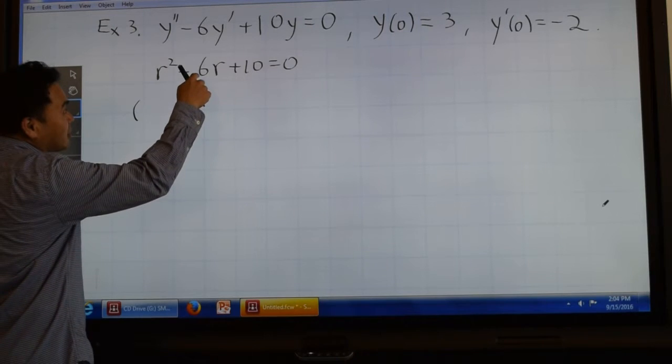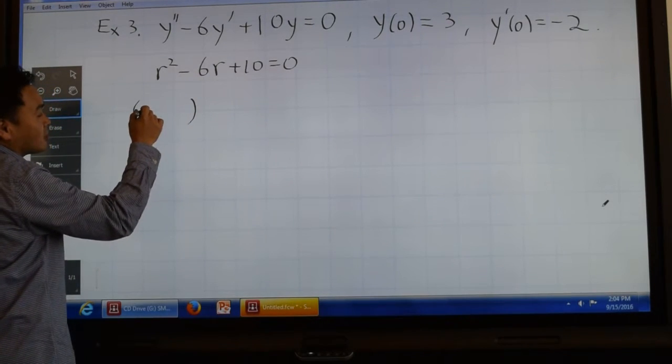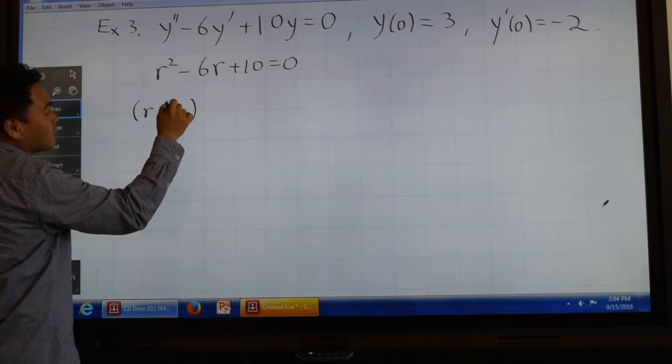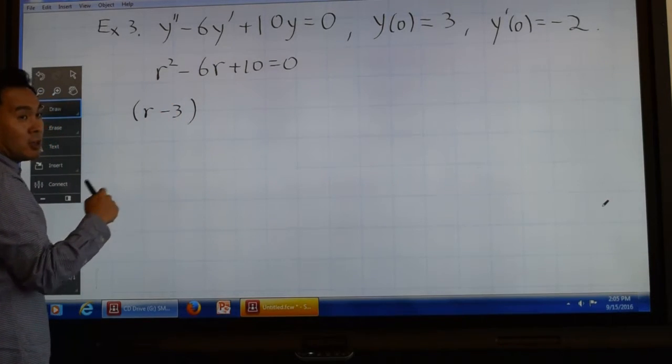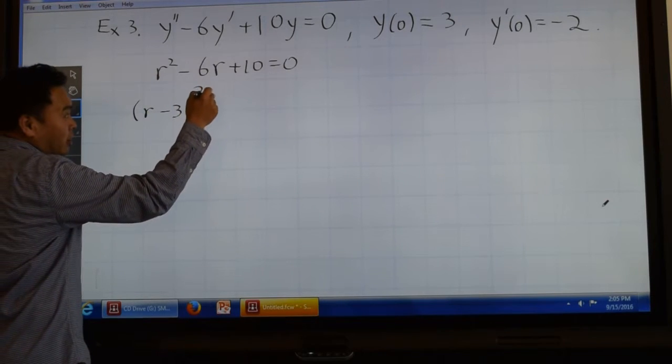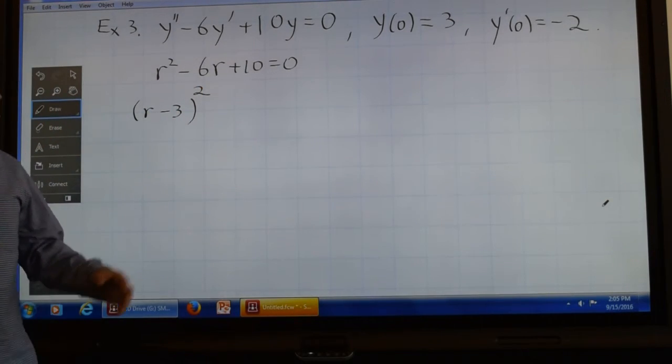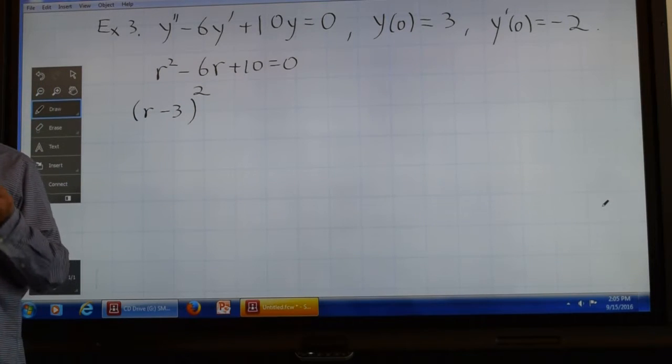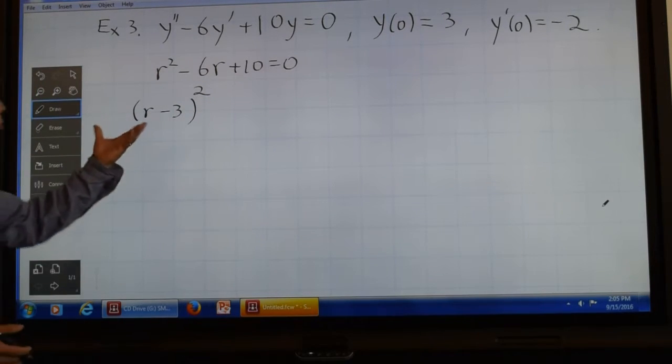First, take half of negative 6, which is negative 3. Right? Half of negative 6 is negative 3. Be sure to include this sign. So put that there, and then you put squared. After all, the name of this technique is called completing the square. So you want to square it.